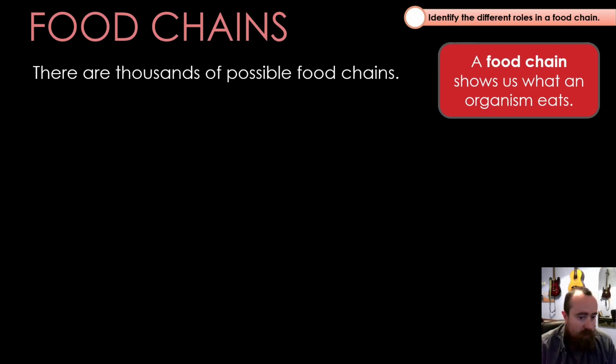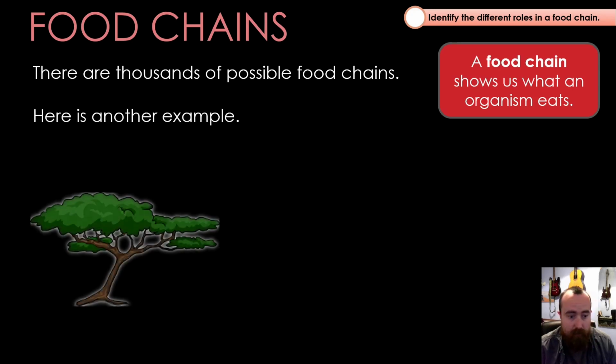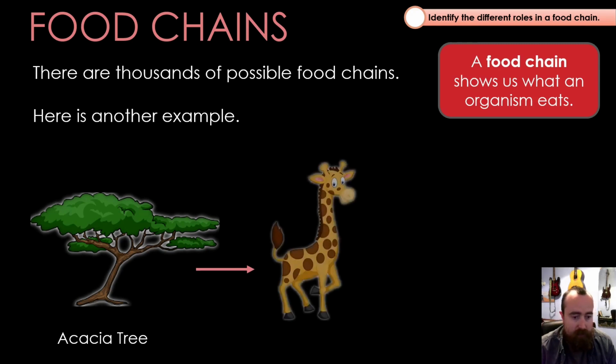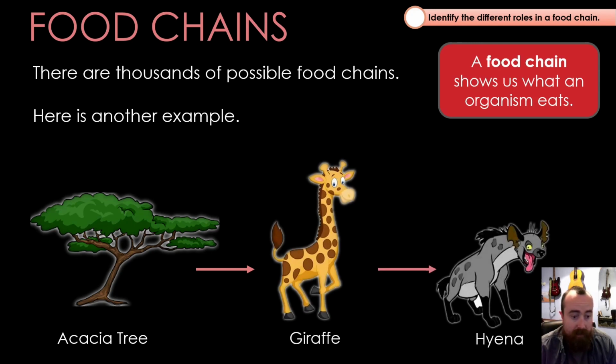So there's loads and loads of different food chains out there. I've chosen for that first example grass and zebras and lions. It's a nice one to try and understand, but let's have a look at another one as well. Let's have a look at this example. So we've got an acacia tree, a tree that grows in Africa, and the leaves of the acacia trees are eaten by giraffes, and giraffes in turn are eaten by hyenas. So the energy from the acacia tree is being transferred to the giraffe, and the energy from the giraffe is being transferred to the hyena when they all eat.